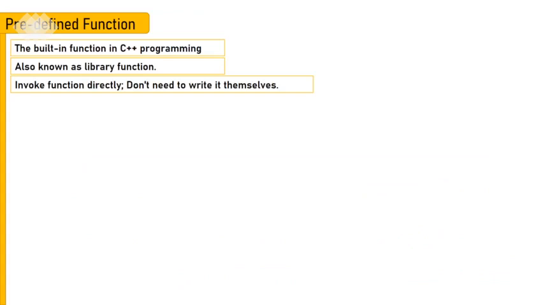Slide 5. Predefined function. The predefined function is a built-in function in C++ programming. Predefined function is also known as a library function. This predefined function can be invoked directly, so you don't have to write it yourselves.